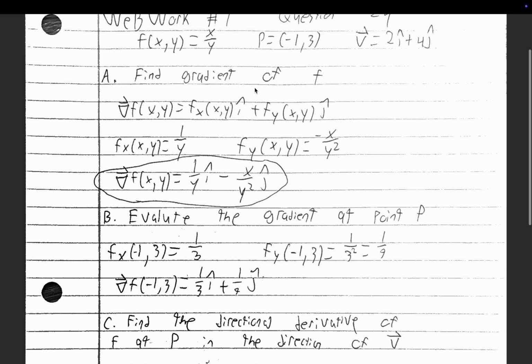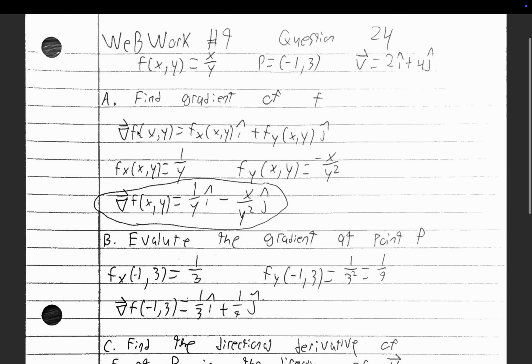Question A asks us to find the gradient of f. The gradient of a function is defined as the partial derivative with respect to x, i, plus the partial derivative with respect to y, j. With the function above, the partial derivative with respect to x is 1 over y, and the partial derivative with respect to y is negative x over y squared. Therefore, the gradient is 1 over y i minus x over y squared j.